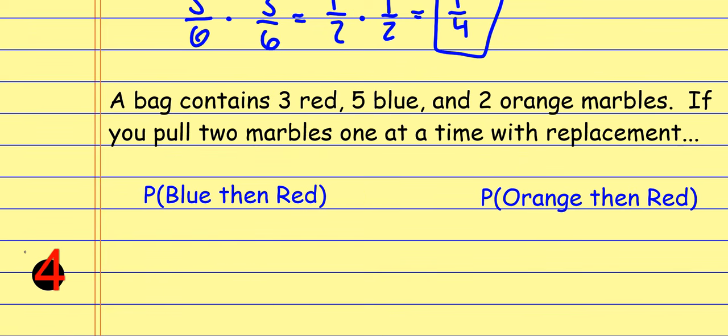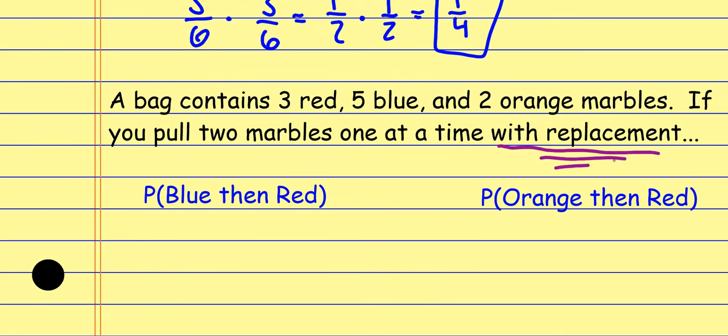But look at this one. It says a bag contains 3 red, 5 blue, and 2 orange marbles. If you pull 2 marbles one at a time with replacement, what's the probability of blue then red? And then it also asks us what's the probability of orange then red. And there's the key to this thing right here, it's with replacement. What does that mean? Let's talk about that.